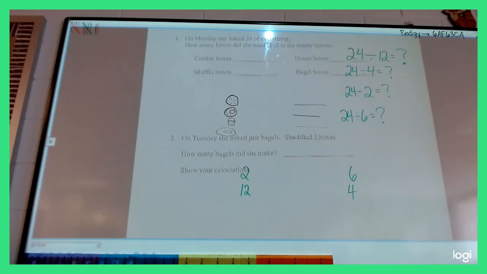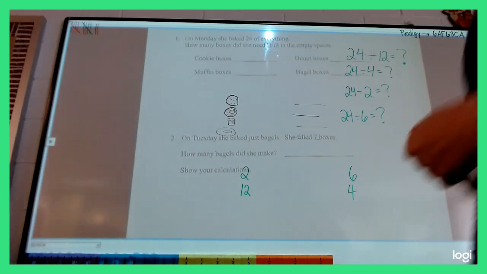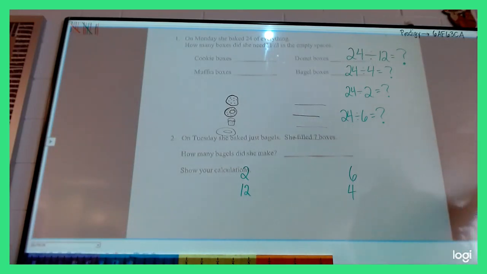We'll do this one together, and then you're going to be turned loose. Two, cookies. Someone want to read me number 2?